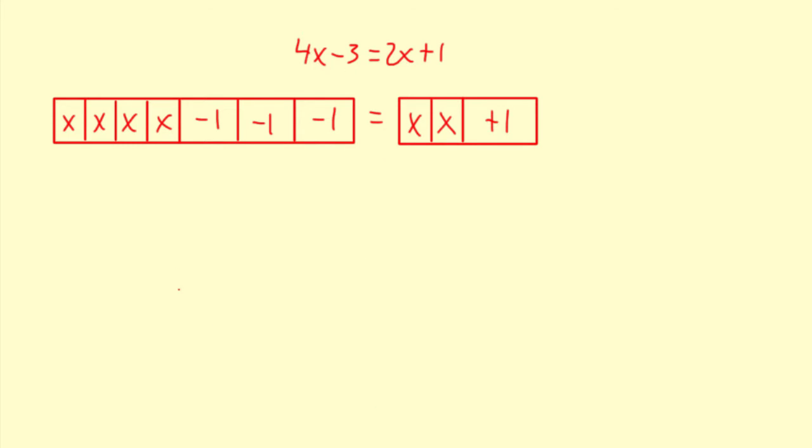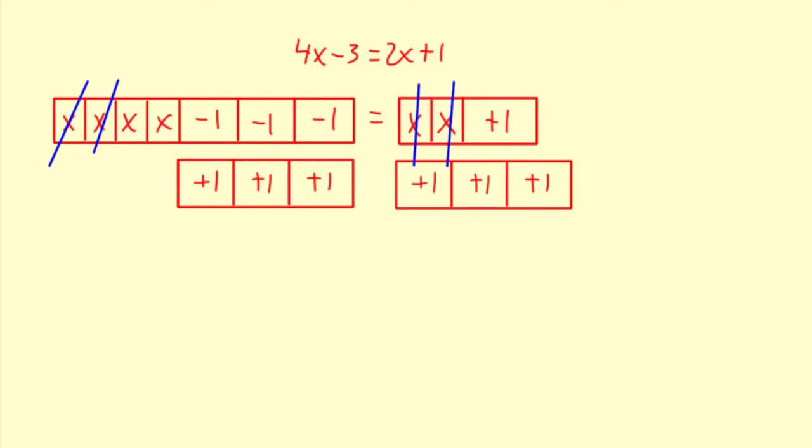So what that looks like here, just cross out 2x's on both sides. So that leaves you with 2x minus 1, 2, 3 equals plus 1. So then what do you do? Well, next thing you can do is you can get all of the 1's on the same side of the equation.